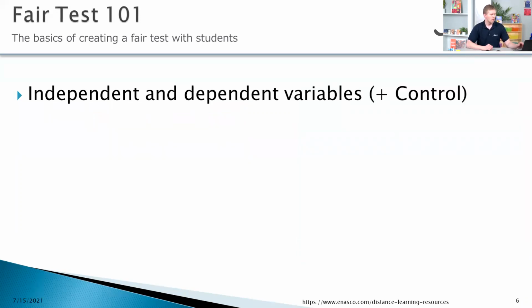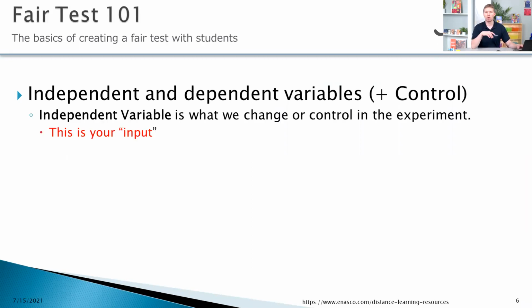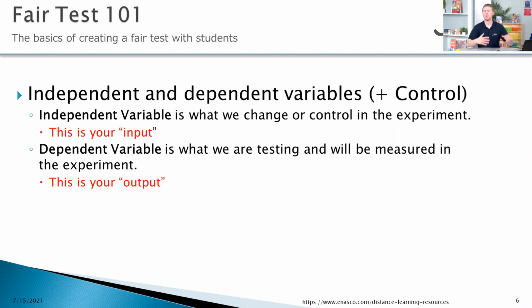So talk about independent and dependent variables, plus obviously your control. Your independent variable is something you can change or control in your experiment. Oftentimes, I like to refer to this as your inputs. As you talk about the different inputs and the outputs that you would get from a dependent variable, it sometimes can be confusing for students.